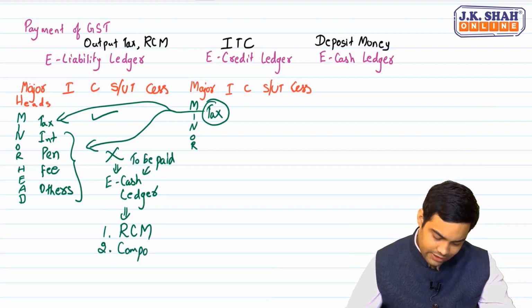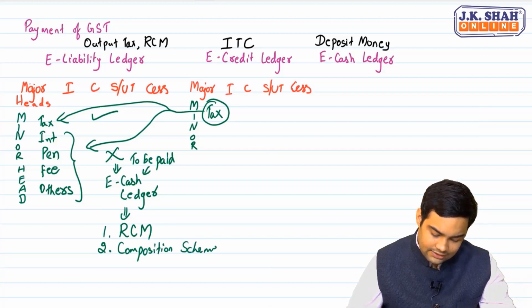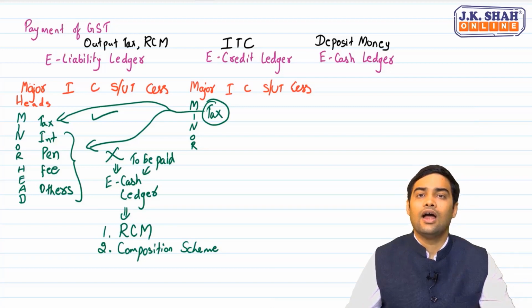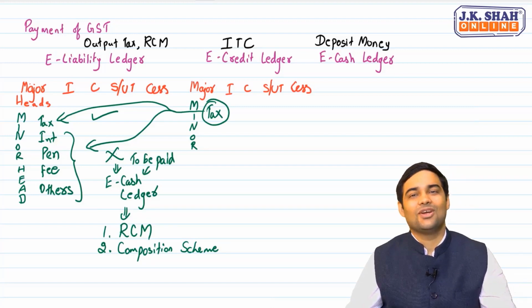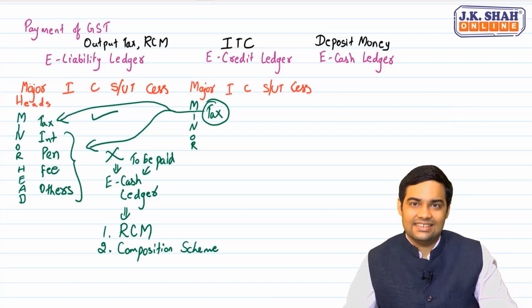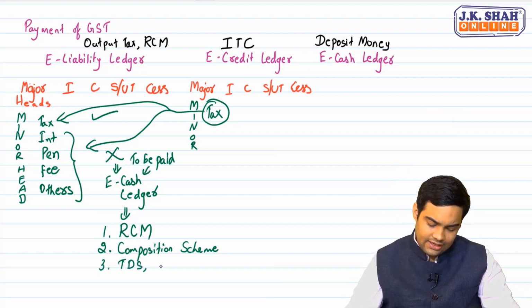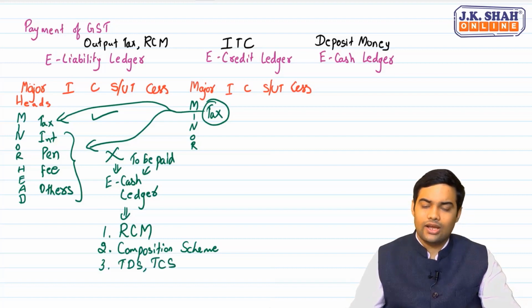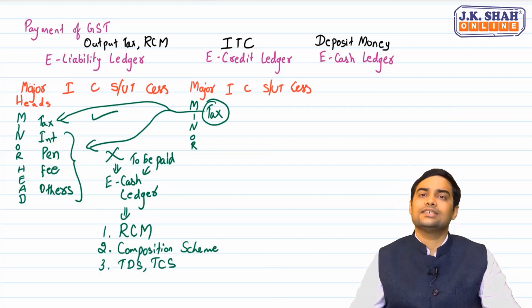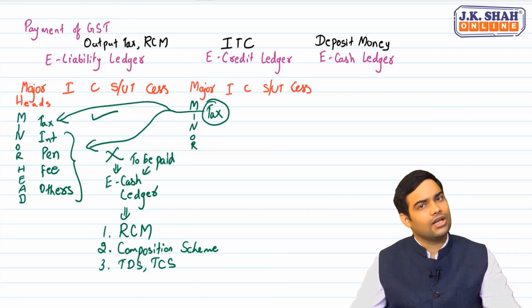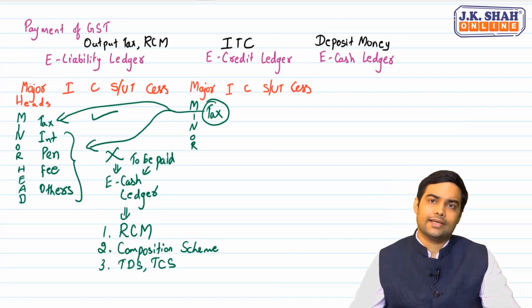Second, composition dealer. Obviously you understand this, that a person under the composition scheme has to pay tax through the e-cash ledger because he cannot utilize ITC. Correct? And the third one, which you don't learn at this level, is TDS and TCS. So any person who is required to deduct tax or collect tax under GST, that has to be paid through the e-cash ledger. You cannot use the e-credit ledger. Clear with this much? Okay.